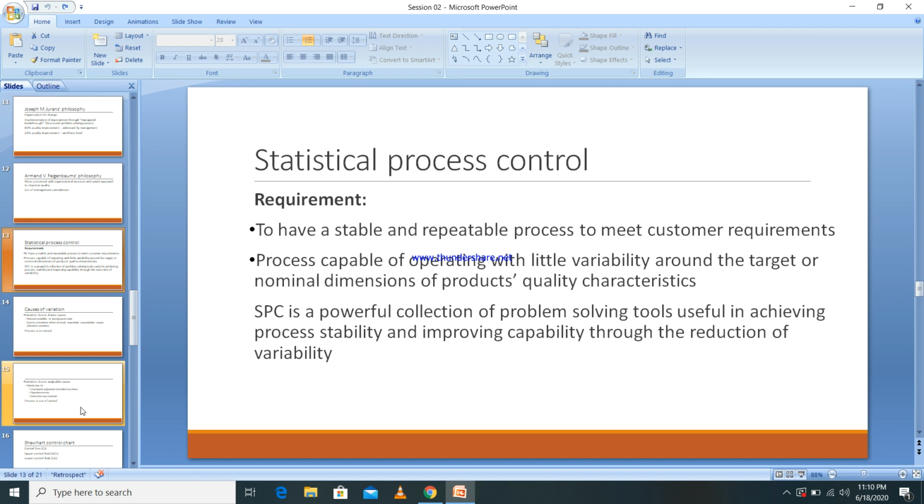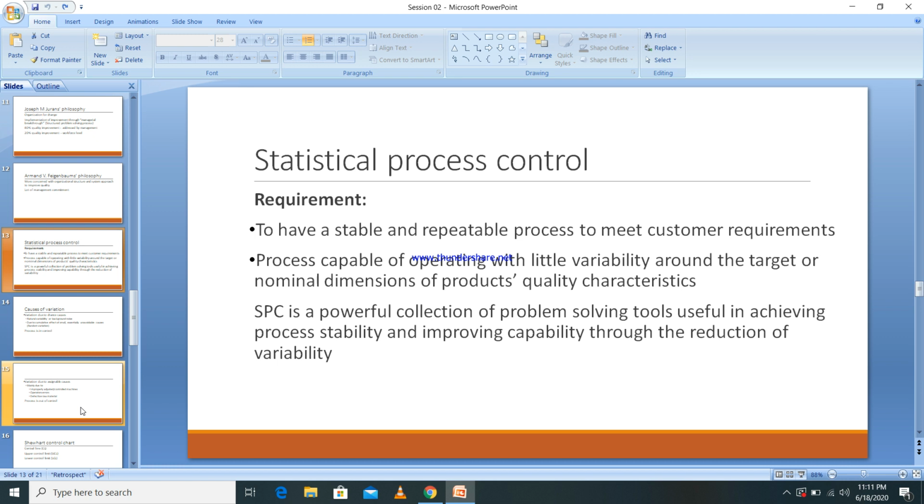That is to have a stable and repeatable process to meet customer requirements. If you are running a company, in order to meet the customer requirement, you need to have a very stable and repeatable process, so that we can evaluate through statistical process control. And the process is capable of operating with little variability around the target or nominal dimensions of the product's quality characteristics.